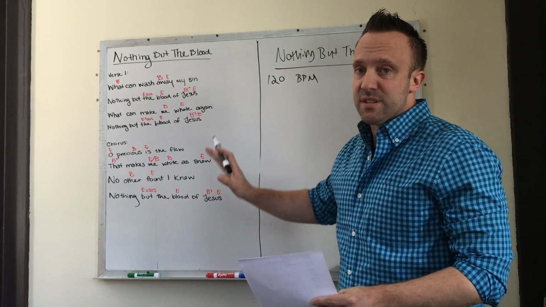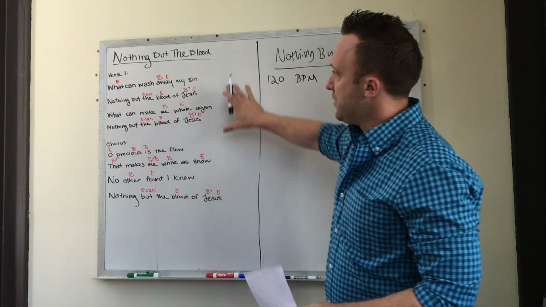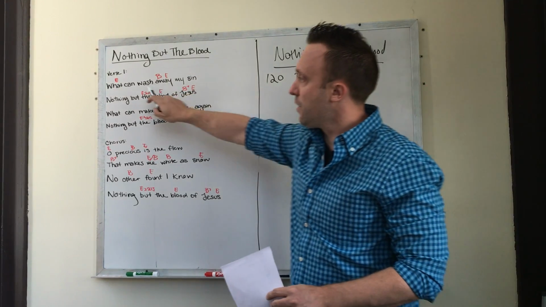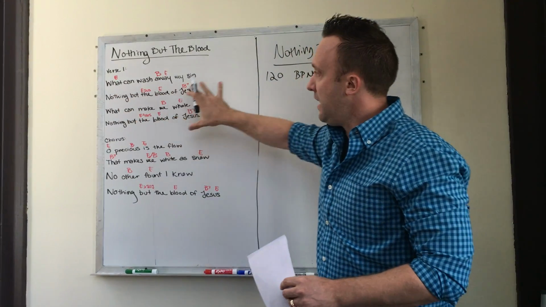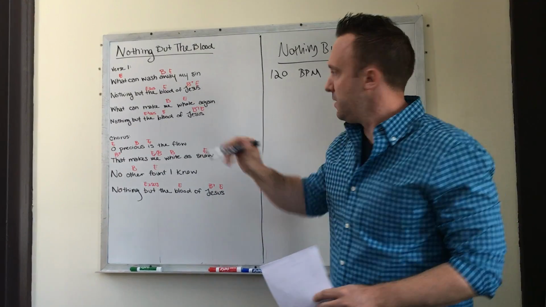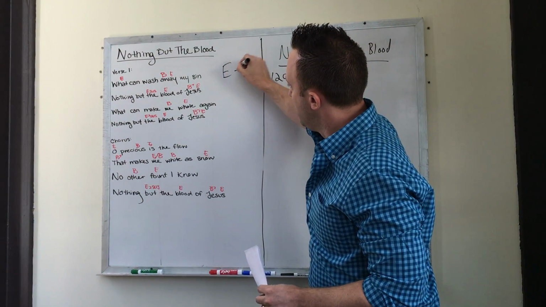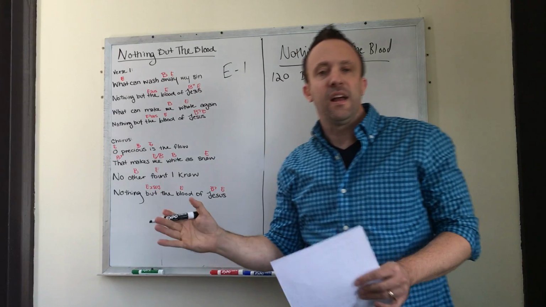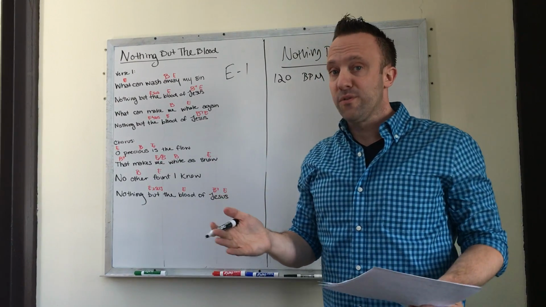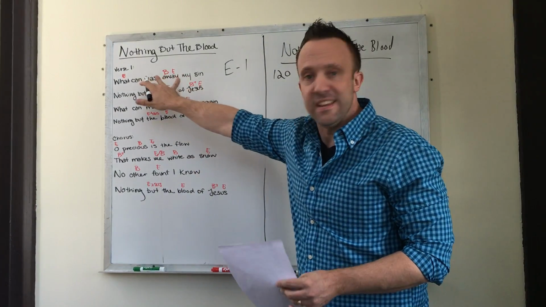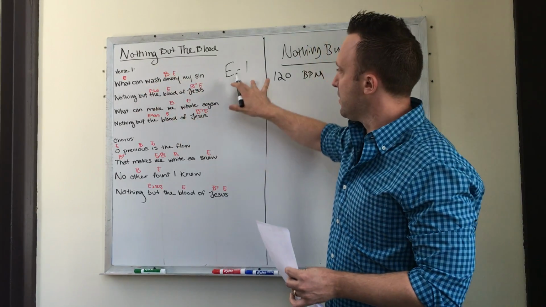The Nashville Numbering System is based on numbers. You take this song, Nothing But the Blood, you see our first chord is E. In this song, E is the 1 chord. Every scale has 7 notes to it. 1, 2, 3, 4, 5, 6, 7. In this song, the E would represent the 1.